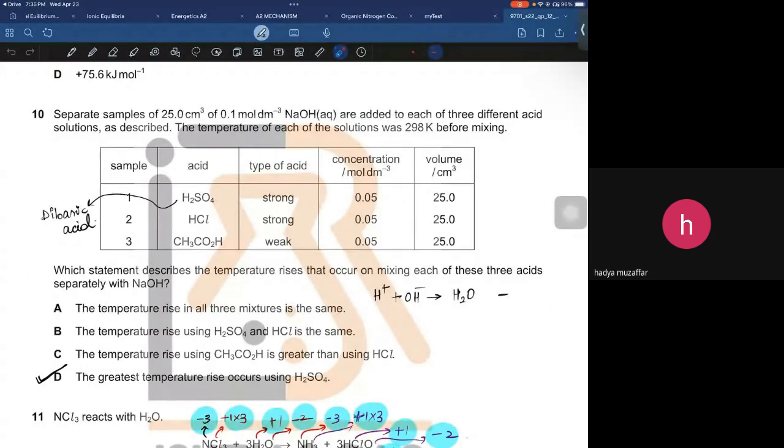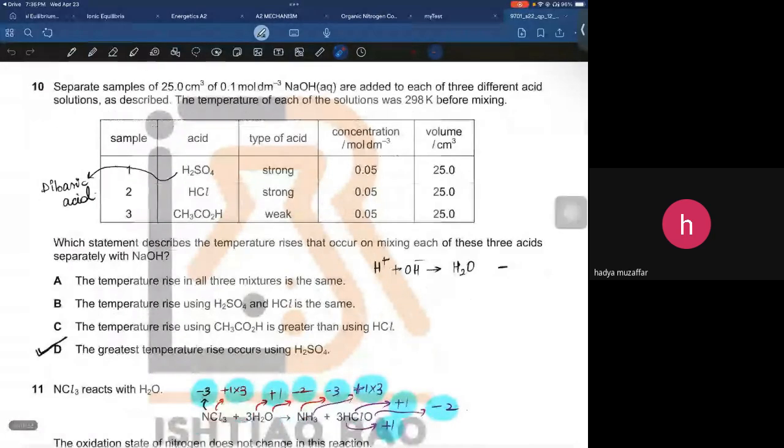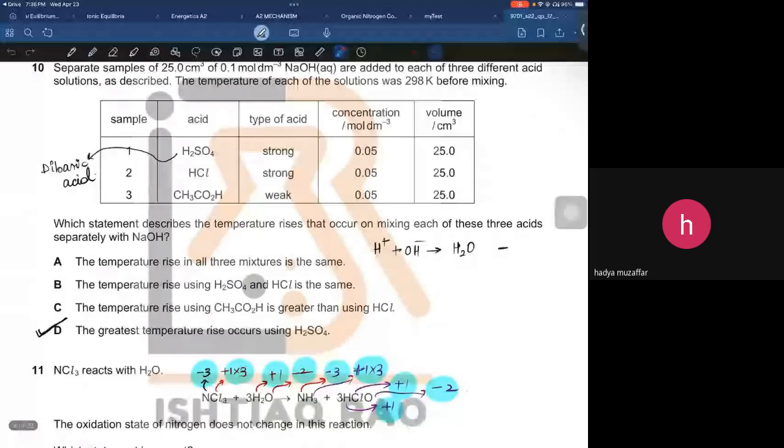Of course, acid-base reactions are exothermic reactions. So when you mix them together, the temperature would rise. So then what they are asking, we can see this. Which statement describes the temperature rises that occur on mixing each of these three acids separately with the sodium hydroxide?